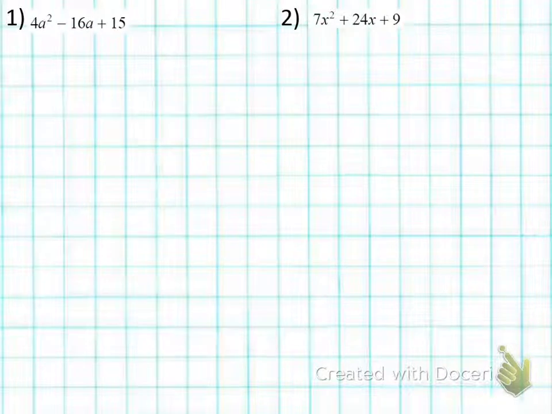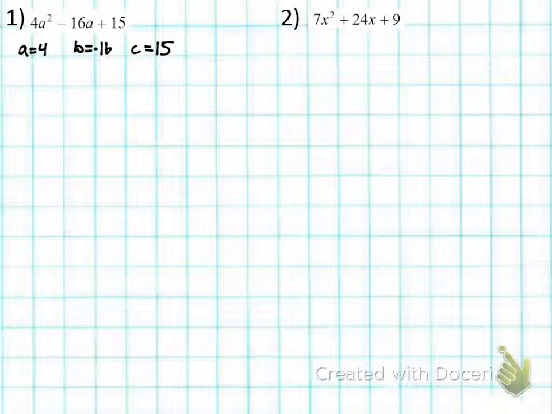Okay, here we go, number 1. So, we're factoring, we're breaking it apart. We need to make sure we have a descending order here. So, we know A is equal to 4, B is equal to negative 16, and then C is equal to 15. Okay? So, that's the first thing. Just watch right now. You don't need to write anything down. I'll give you plenty of time to write.